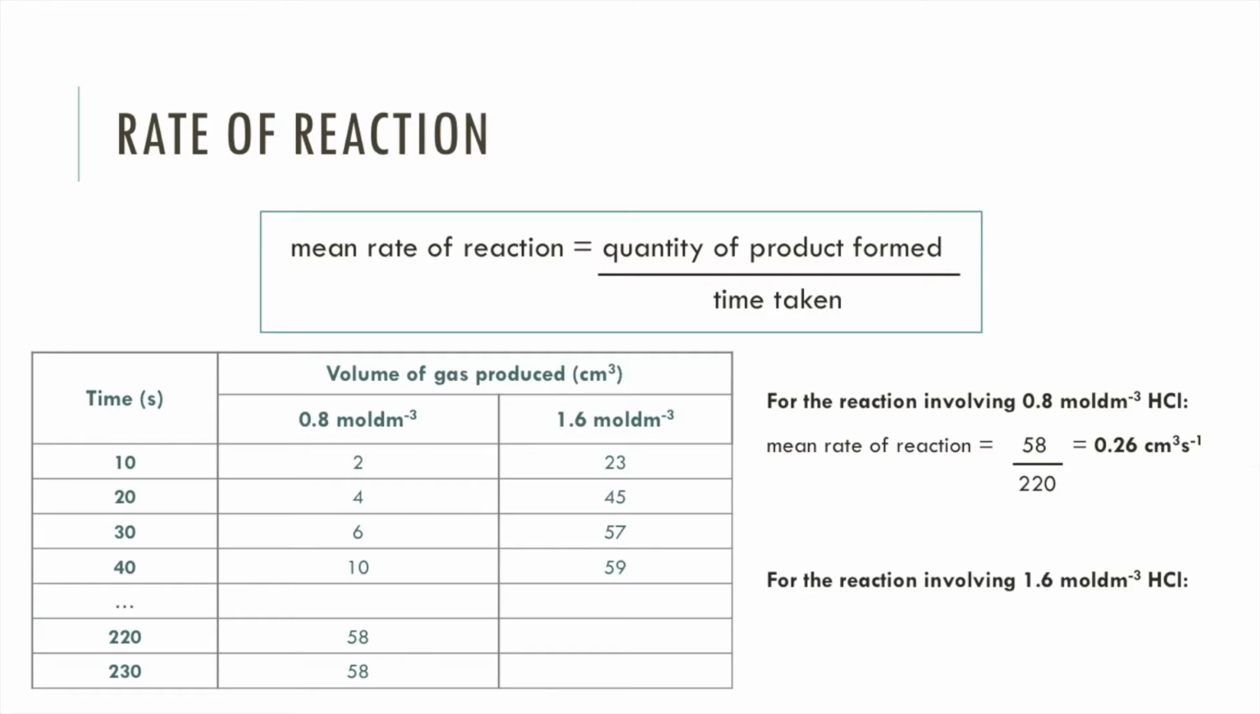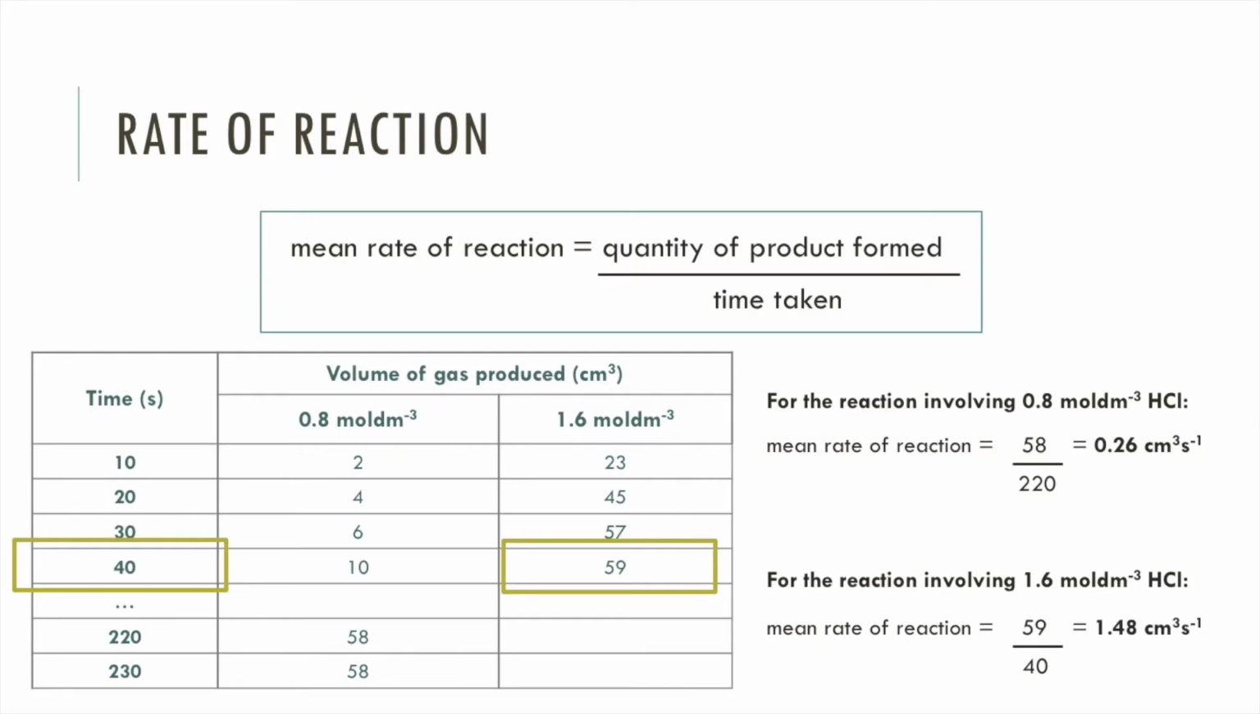For the reaction involving the 1.6 molar hydrochloric acid, 59 centimetres cubed of hydrogen was produced in 40 seconds. So the mean rate of reaction was 1.48 centimetres cubed per second. This means that every second, 1.48 centimetres cubed of hydrogen was produced. What we can take from this is that an increased concentration of hydrochloric acid increases the rate of reaction.